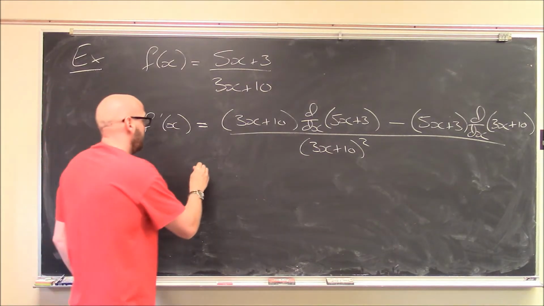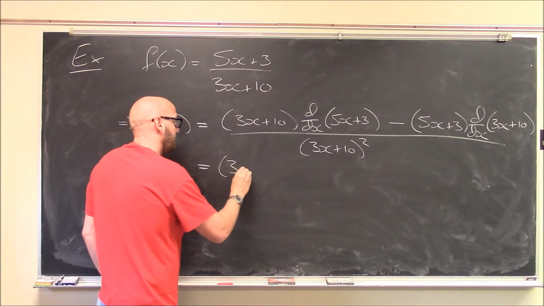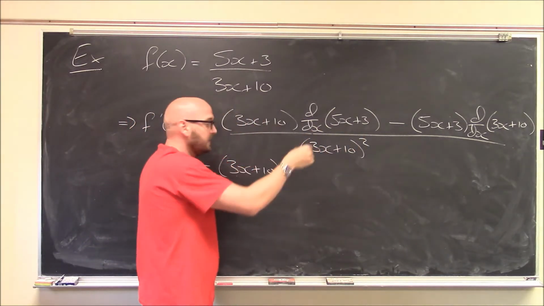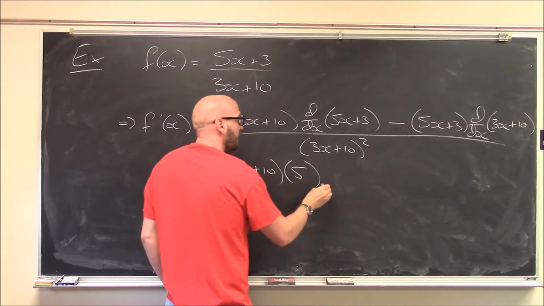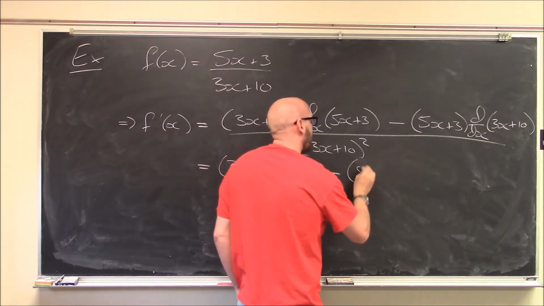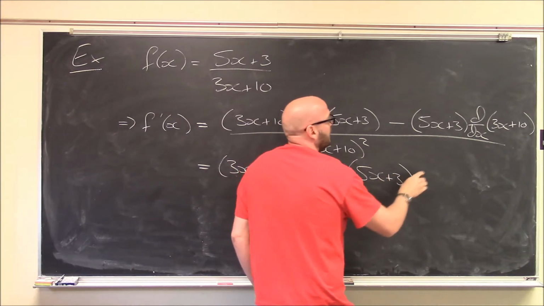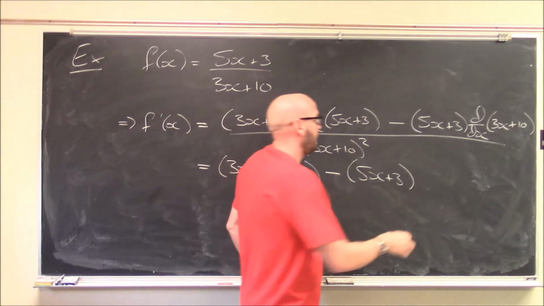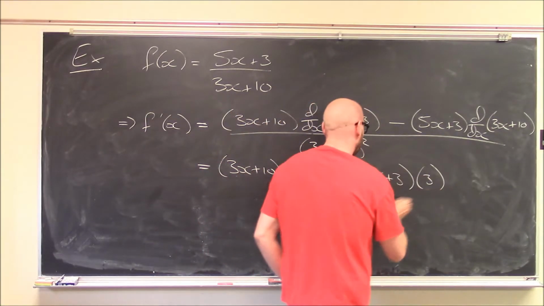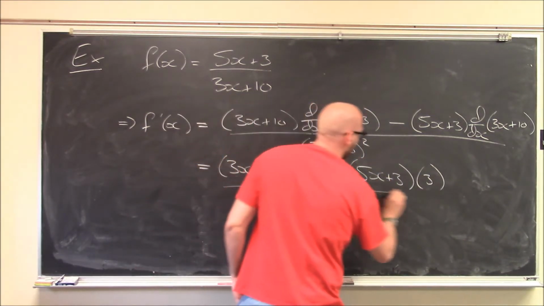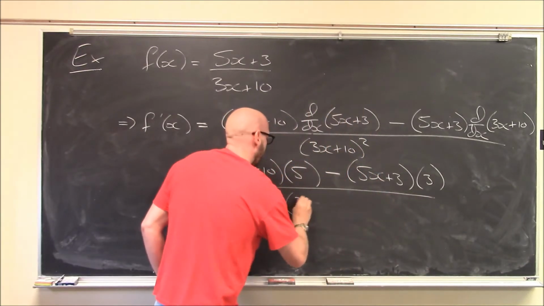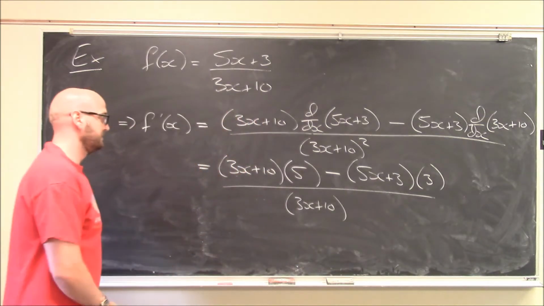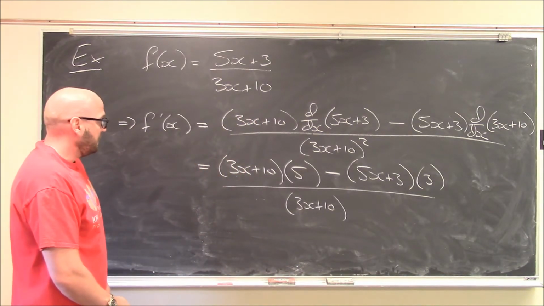So all that's left to do is evaluate these fairly easy derivatives, right? We've got 3x plus 10 times derivative of 5x plus 3 is just 5, minus 5x plus 3 times the derivative of 3x plus 10. Derivative of 3x is 3, derivative of 10 is 0, so this is just times 3. Again, all over the bottom squared. And all that's really left to do is simplify this.